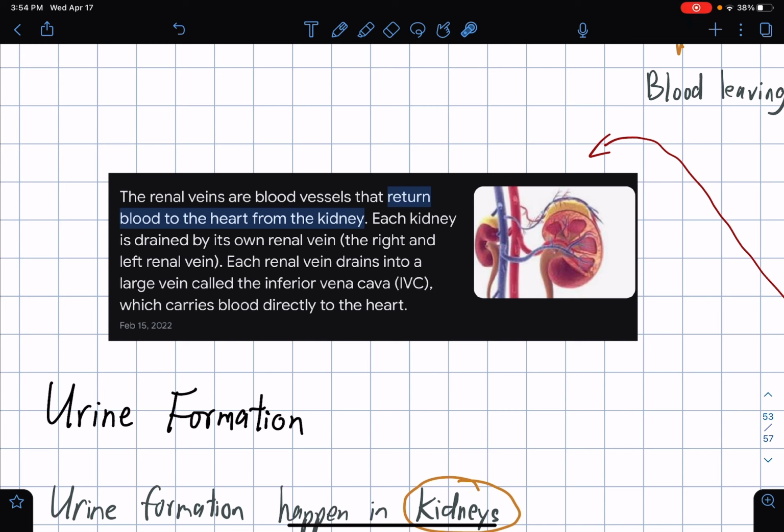I believe this is deoxygenated already, because by then, the oxygen that initially is contained in the blood will have already been transferred to the urinary system's organs. So each kidney is drained by its own renal vein.